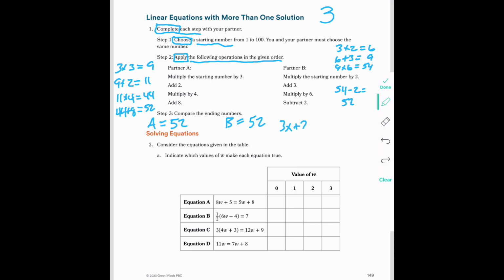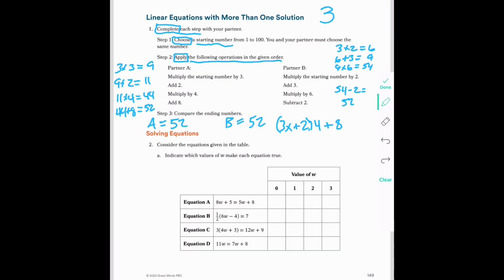Then it'd be plus 2. Then I gotta multiply that by 4. So then it'd be times 4. But the times 4 would have to happen after I add 2, right? So that means I would have to put this in parentheses. So then I don't need that dot there. I could just put the 4 on the outside. And then it says add 8, okay? So this would be what partner A's equation should look like if we were using it to solve the problem.